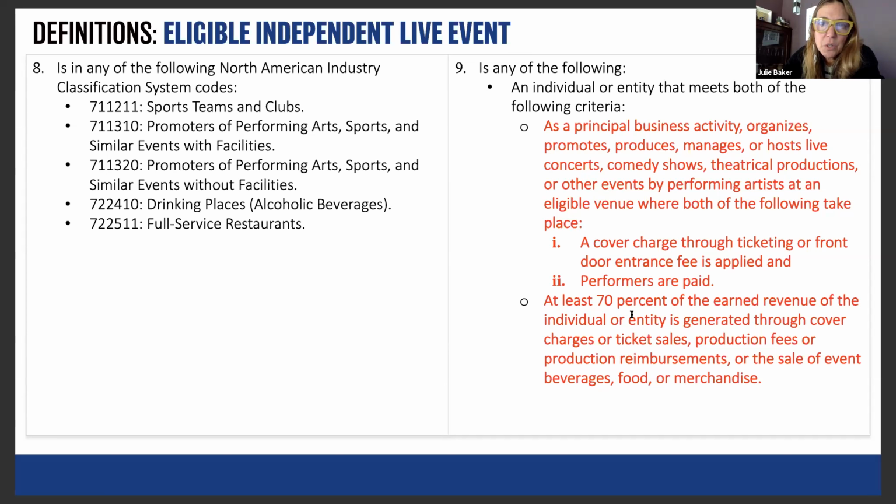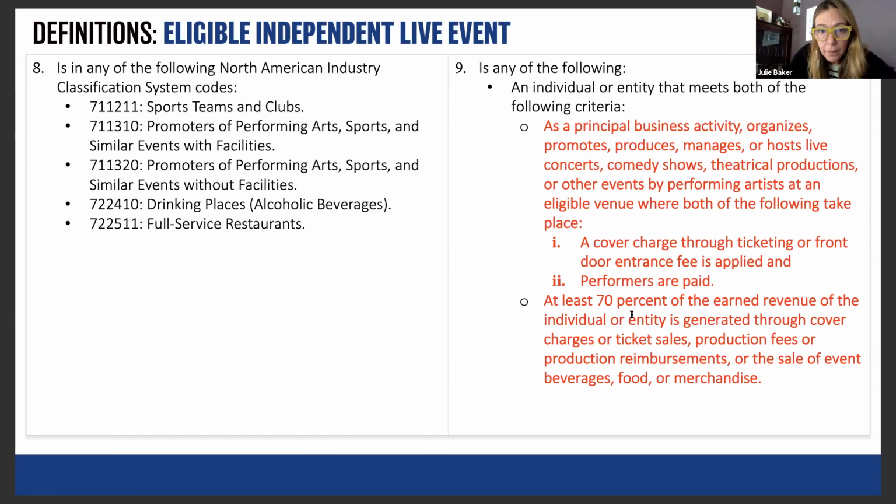And so sometimes this is an arbitrary list that maybe your accountant chooses, and now all of a sudden your NAICS code isn't going to list the ones starting with 71 that are eligible in terms of the grant, 711310 or 711320, for example. And so what we want to just say is that you should still apply.